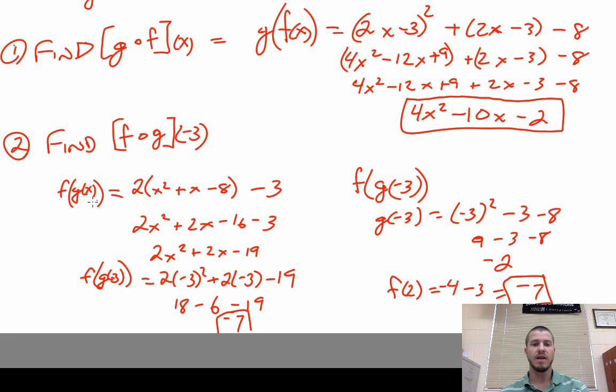And this next one, I did both ways. This is method 1, and then this one was method 2. So I found f of g of x first, and that should be 2x squared plus 2x minus 19. And then plug in negative 3, and you end up with negative 7. For this one, find g of negative 3, which should have been negative 2. Plug that into the f function, and you get negative 4 minus 3, which is negative 7. Still the same answer.